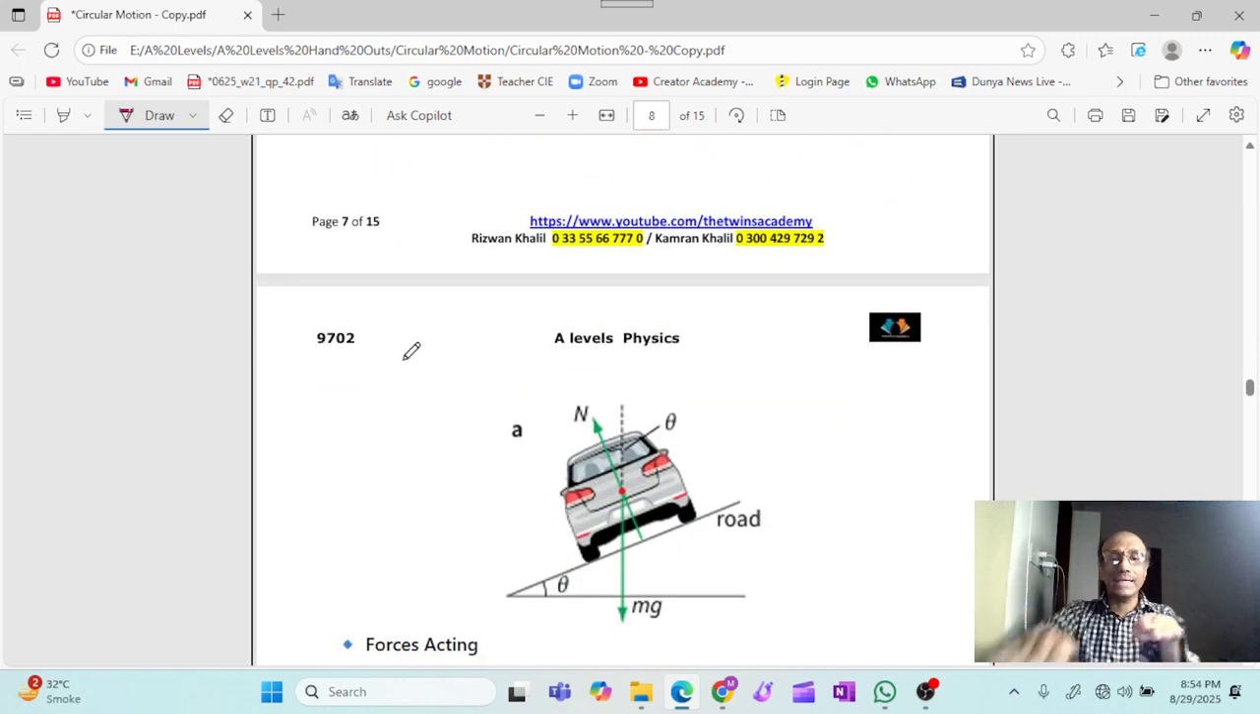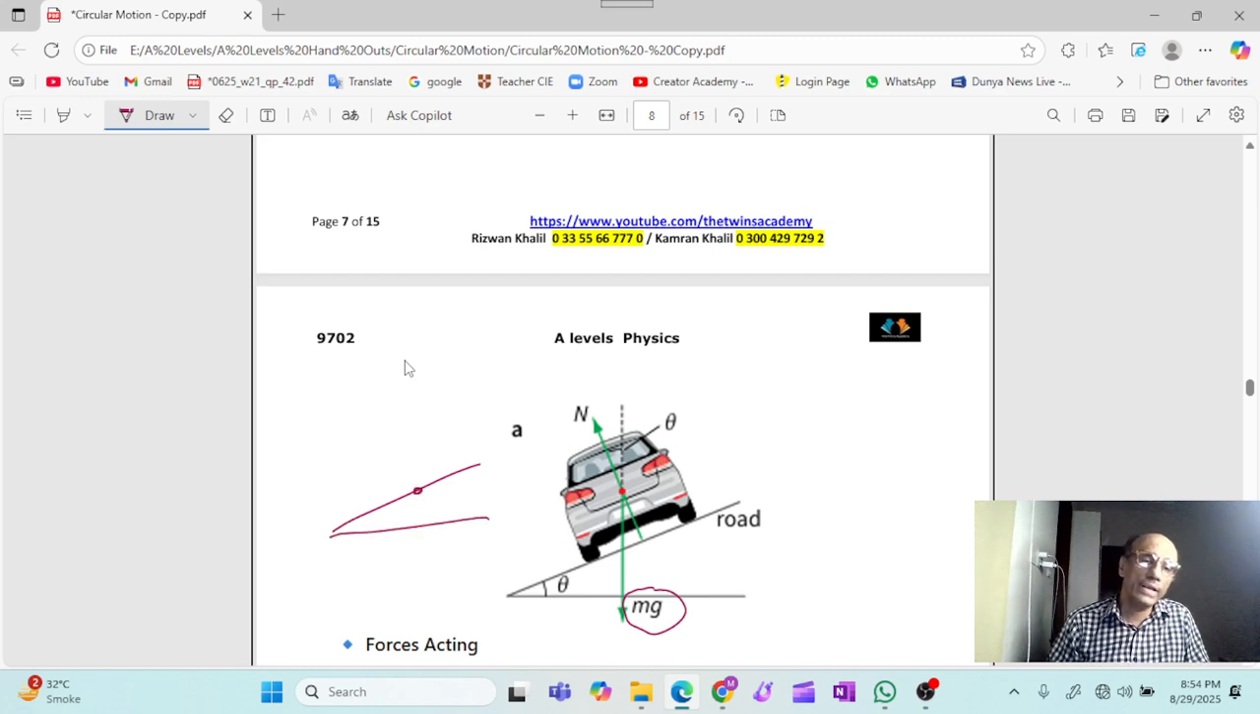Now when this car tilts on an inclined plane, what will happen? Weight will act in the downward direction and normal reaction will act perpendicular to the surface. If this is angle theta, I will extend this in the downward direction and this in the upward direction. Then this will be theta, and this will also be theta. Then I will resolve N into two rectangular parts. This one will be N sin theta and this vertical line will be N cos theta.